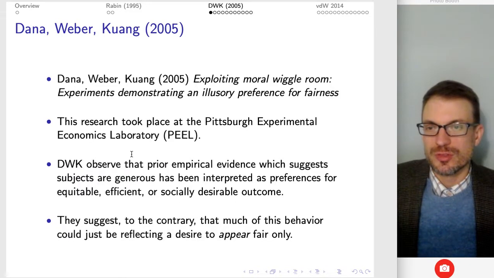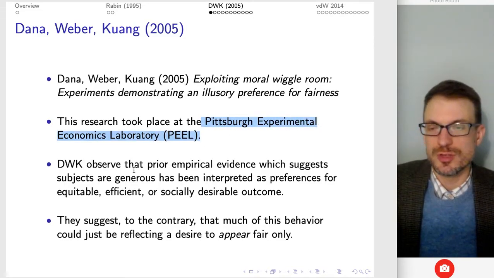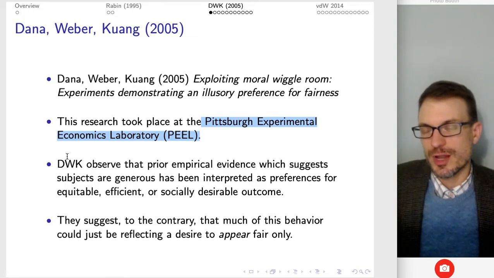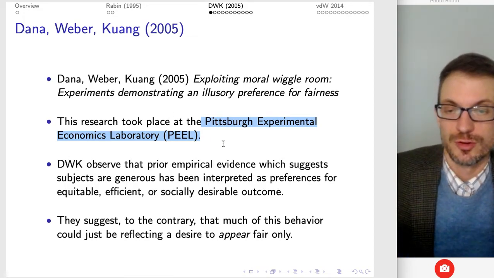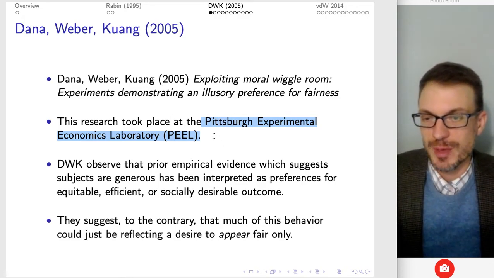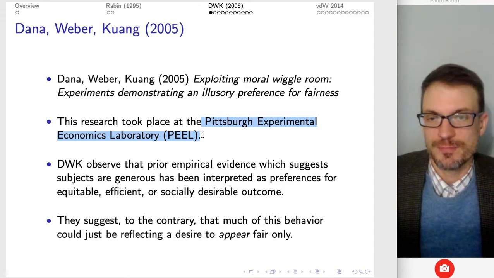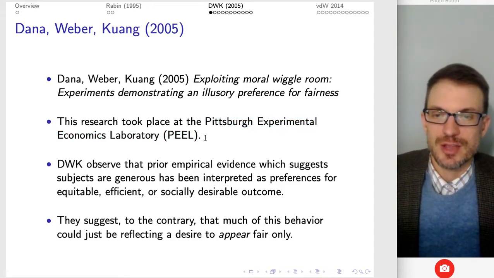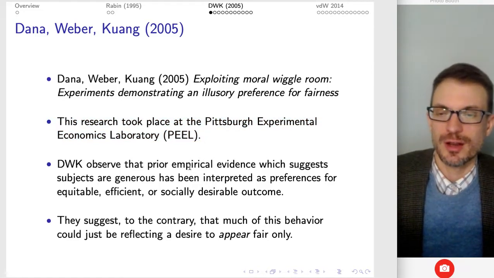All right, so the DWK paper is called Exploiting Moral Wiggle Room: Experiments Demonstrating an Illusory Preference for Fairness. This happened at Pitt. I visited at Pitt for 2 years, right after I left Arizona. It's a really fantastic laboratory, an interesting space, and a lot of the Pitt undergraduate social science majors, especially econ majors, will participate in these experiments, and it's really a cool opportunity. We had that at Arizona as well.